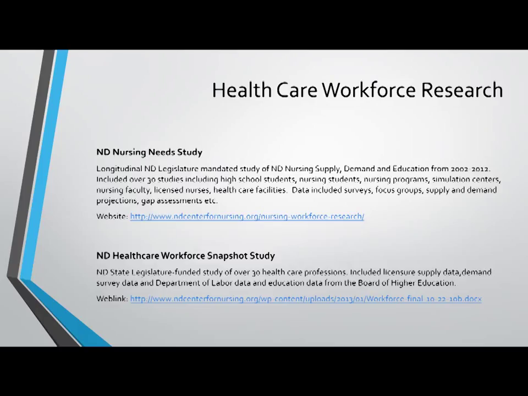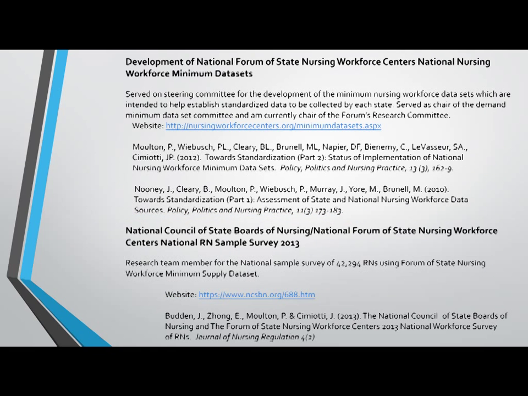I also conducted in 2010 a study of 30 different healthcare professions, and I'm going to use one of those reports as an example as well. I was also involved in the development of a couple of national studies. One was looking at the Nursing Workforce Minimum Data Set, which was part of the National Forum of State Nursing Workforce Centers. So we developed a minimum data set, and there's a couple of publications there.